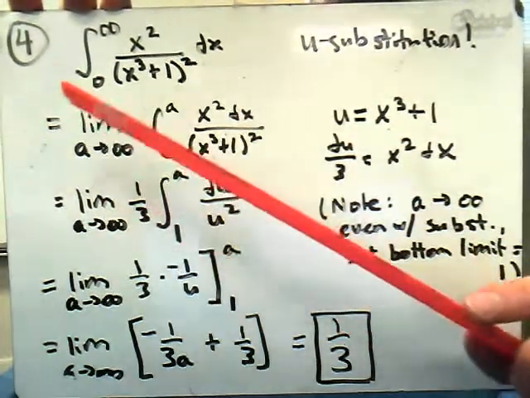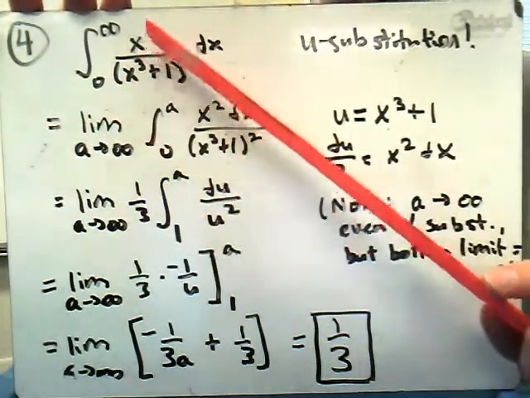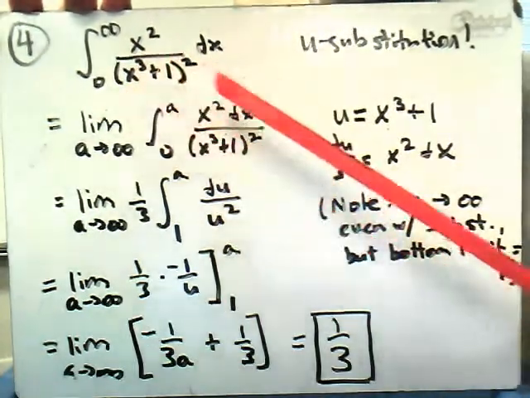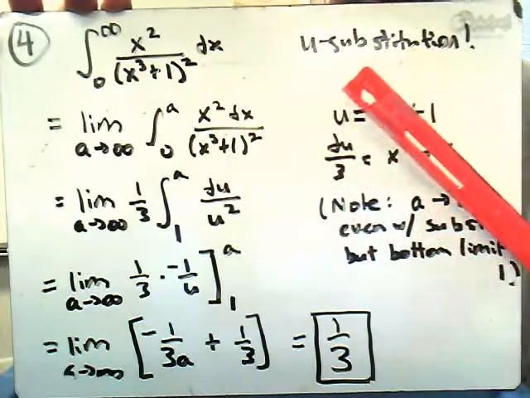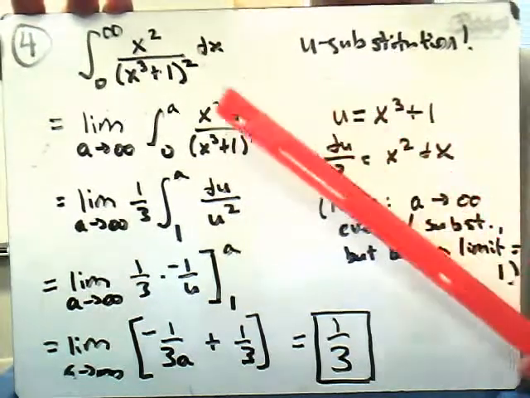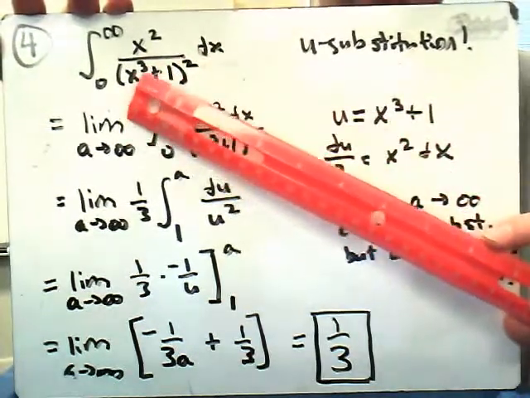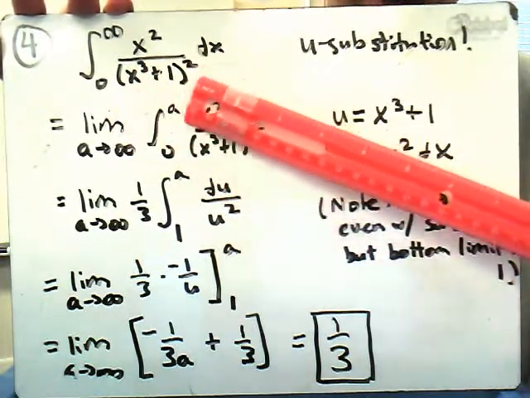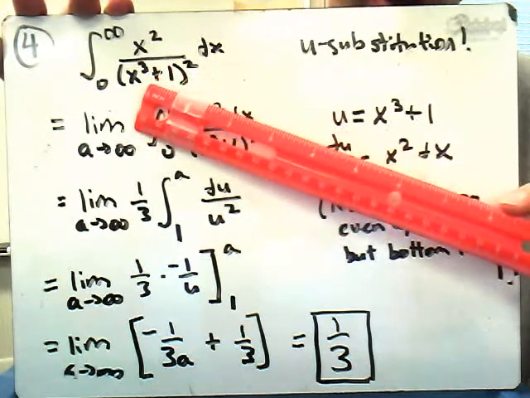Our last example here: the integral from 0 to infinity of x squared over (x cubed plus 1) squared dx. This is something that should scream u substitution, and the reason why is twofold, in fact. As you can see, we've got an inside function inside of our squared. That inside function is x cubed plus 1.